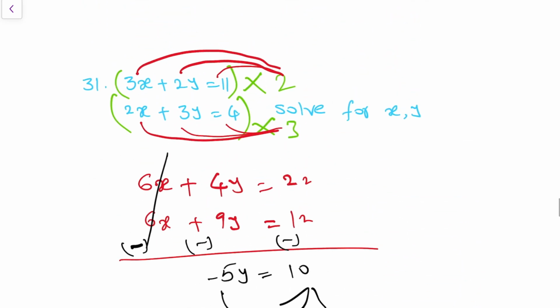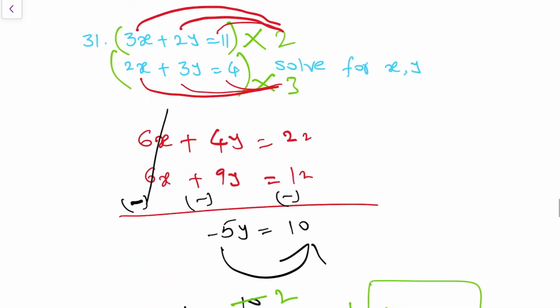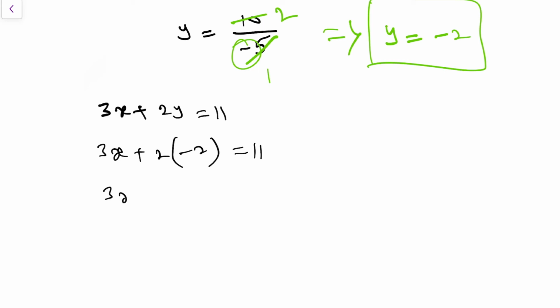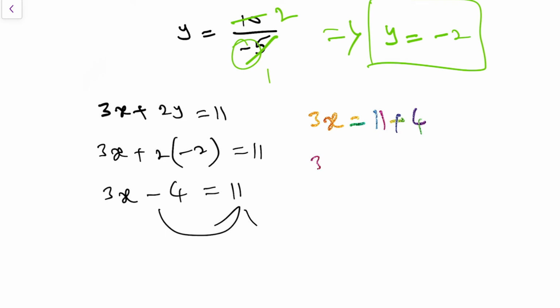So I am taking the first equation, that is 3x plus 2y equals 11. 3x plus 2y is equal to 11. 3 times x, the value I don't know, plus 2 into the y value we got, minus 2, is equal to 11. 3x plus 2 into minus 2 is minus 4, equals 11. Minus 4, if we take to the right side, it becomes plus 4.